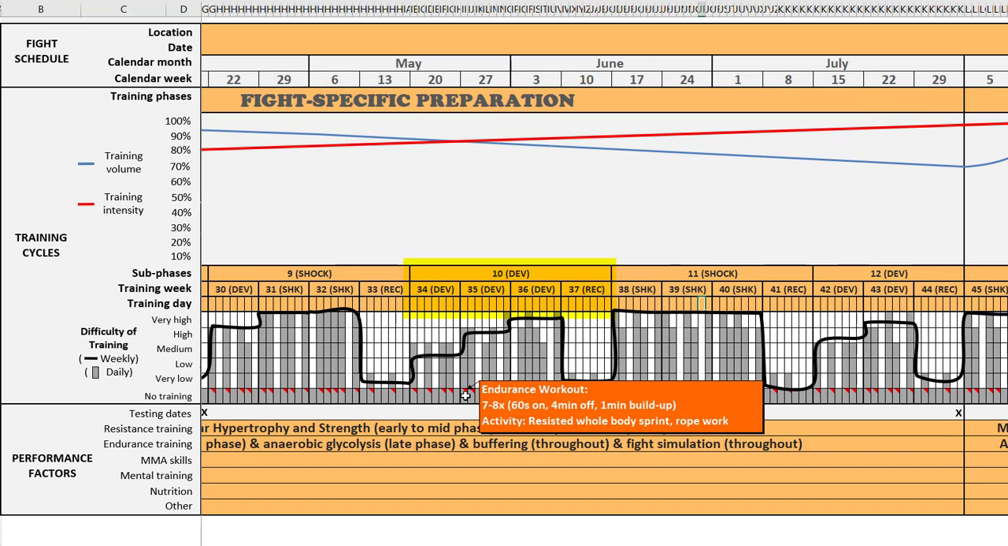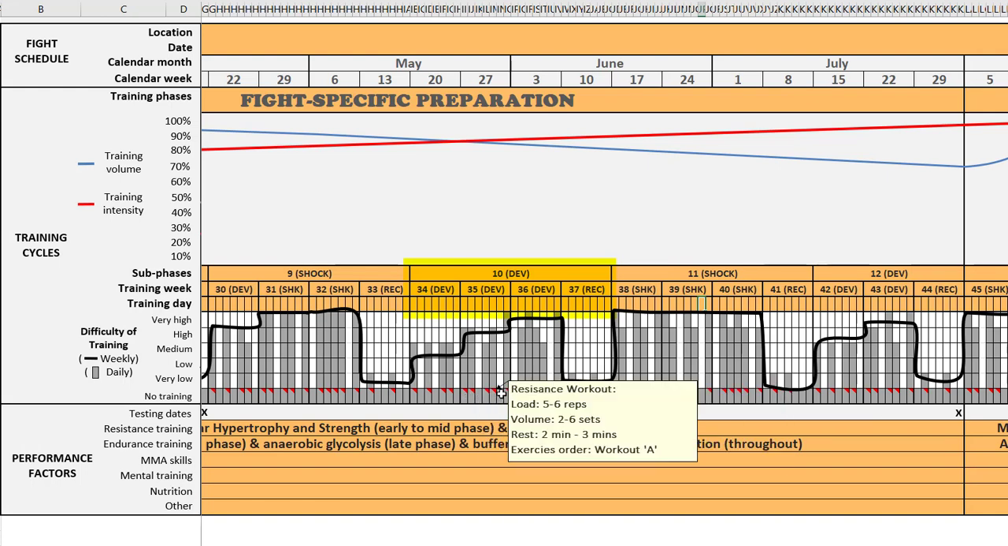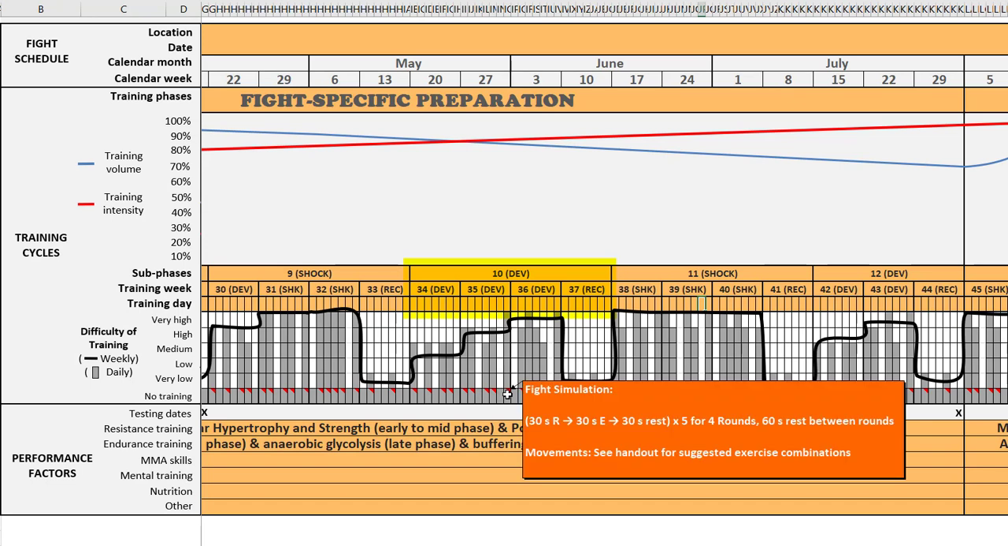For week 35, we increased the training difficulty primarily by increasing the number of sets in the endurance training sessions. Here we're going for 7 to 8. The resistance training structure stays roughly the same. And again, the same thing that we've done last week, we've incorporated a fight simulation towards the end of this week, so that makes it pretty tricky. Now here, the rest between each block gets reduced from 60 to 30 seconds, and this time we're going for 5 rounds. So this is a very challenging week.